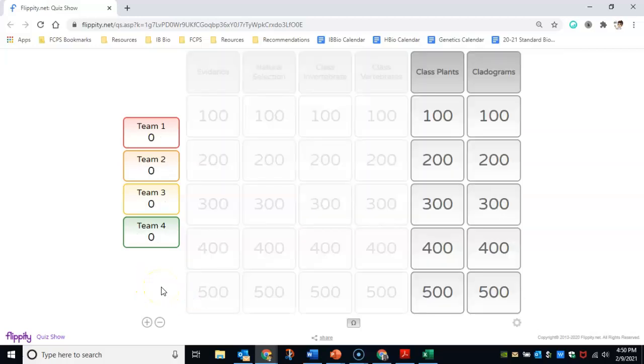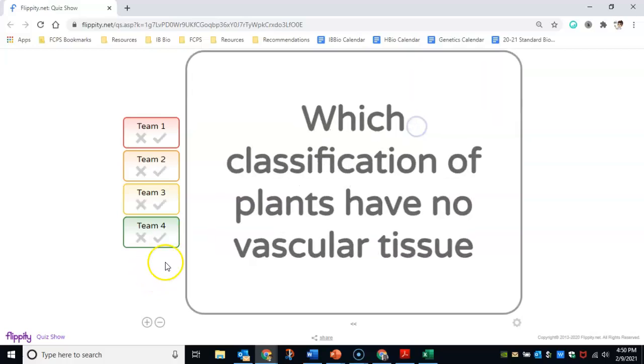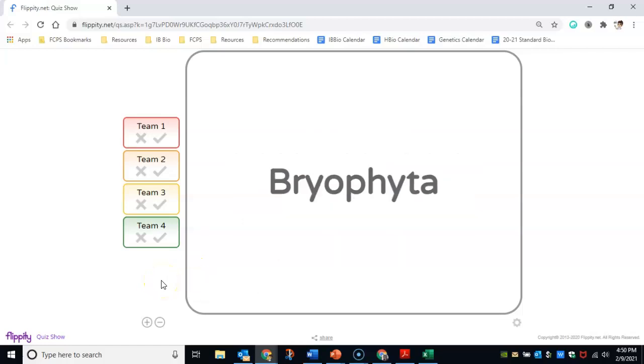All right. Next on the old list is classification of plants. At this point, you guys should be feeling pretty decent with plants. We've done it quite a few times now. So plants for 100. Which classification of plants have no vascular tissue? Think about this. Which one doesn't have anything? We're talking mosses, like bryophytes.